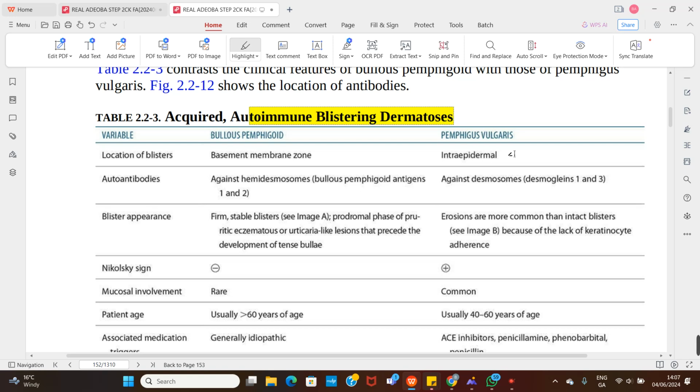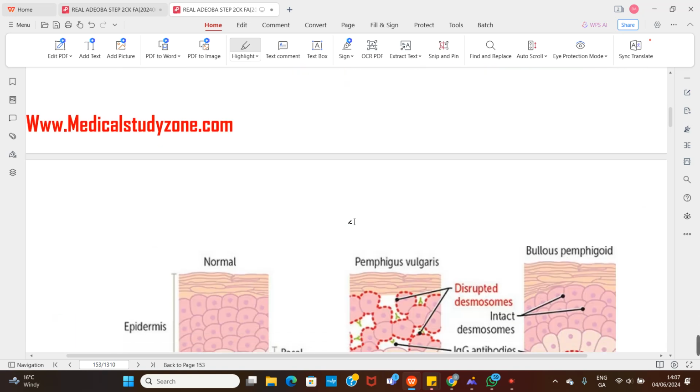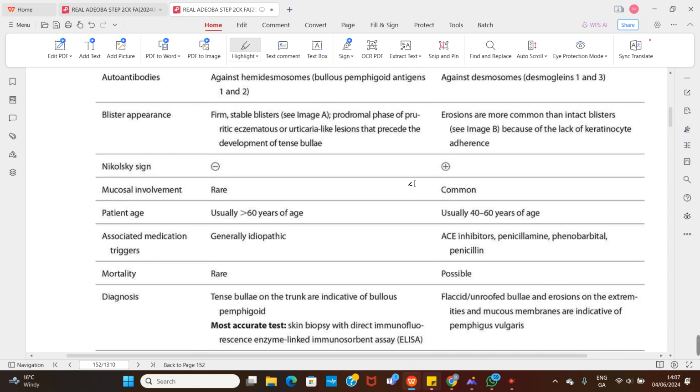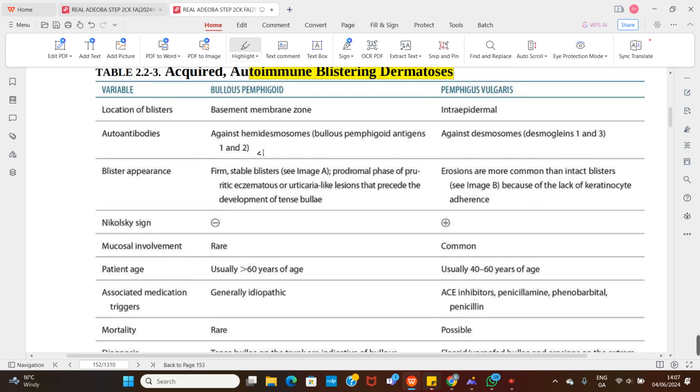While for pemphigus vulgaris, you have antibodies against the desmosomes, the desmoglein 1 and 3. And what they do is help to adhere the stratum spinosum and granulosum together, particularly attaching your stratum spinosum to your stratum basale. So if those are damaged, you have space in between your stratum spinosum and stratum basale for fluid to accumulate. So they are attacking the desmoglein 1 and 3. While bullous pemphigoid is down, attacking the hemidesmosomes. This one is attacking the desmosomes, desmoglein 1 and 3. Don't forget that.